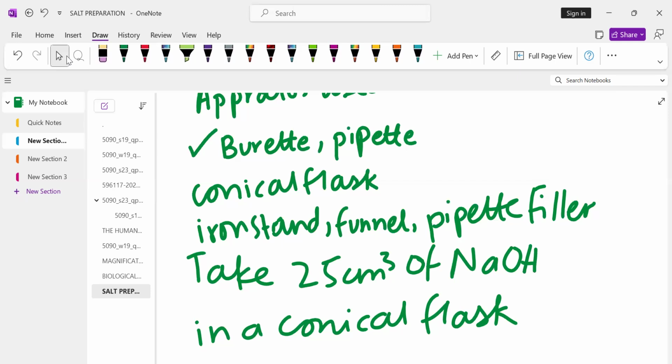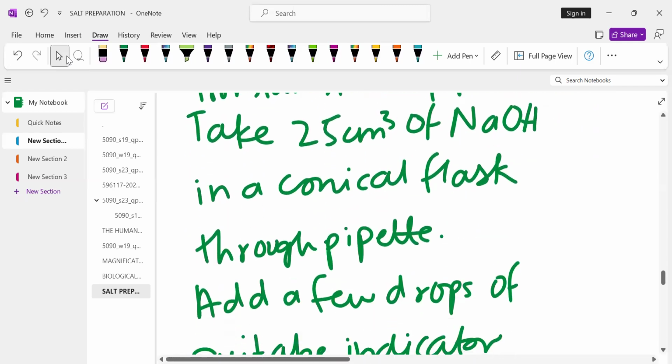Okay. So firstly, what you need to do is to take 25 cm cube. This 25 cm cube is taken by the pipette, because the pipette is the perfect apparatus for measuring 25 cm cube volume. So you have to take this NaOH, which is the base, in a conical flask through the pipette. Remember one thing, always take the unknown solution in the conical flask.